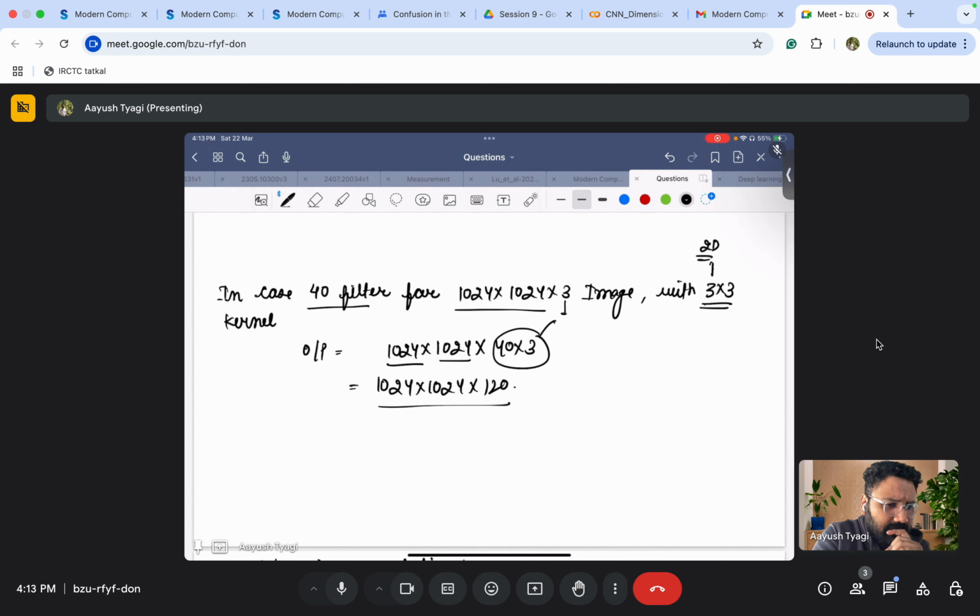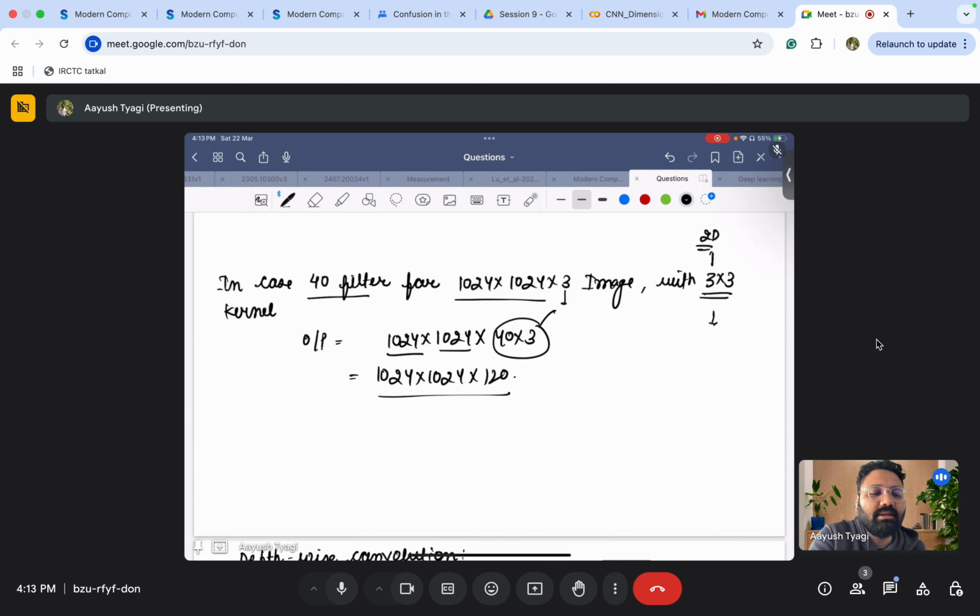But it should be 40, right? Because in the 2D convolution, people actually perceive it in a way that the third dimension is implicit. Whatever the dimension of your kernel is, that is also extended in the depth as well, so then only you will be able to convolve it. Yes, that is the general assumption, and that's the case always.